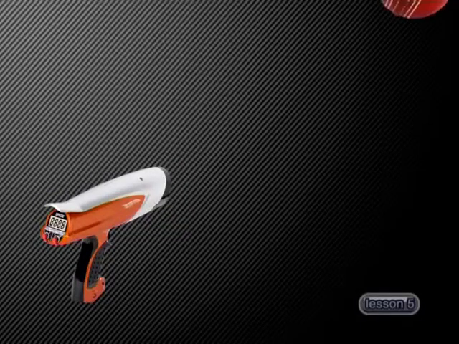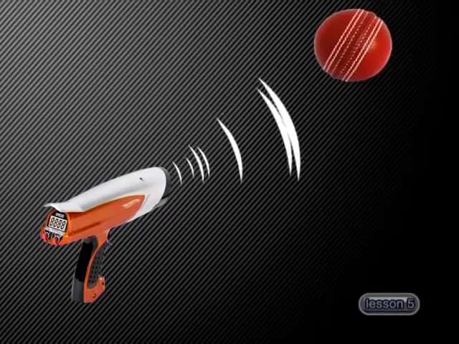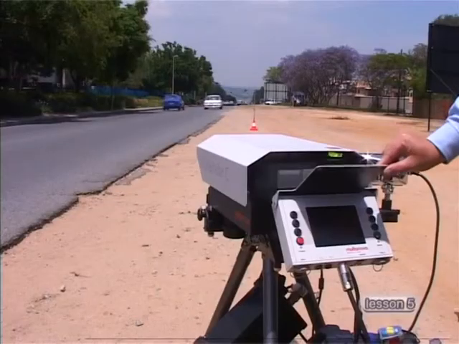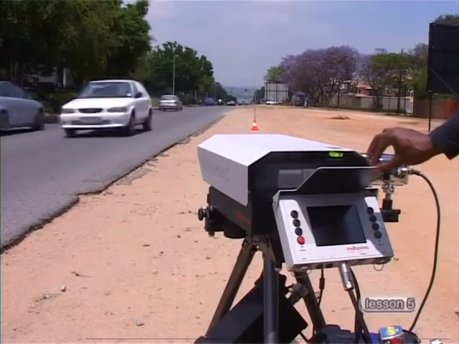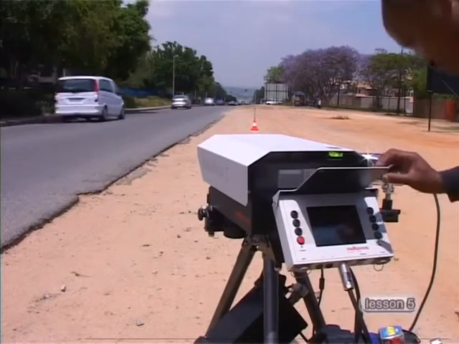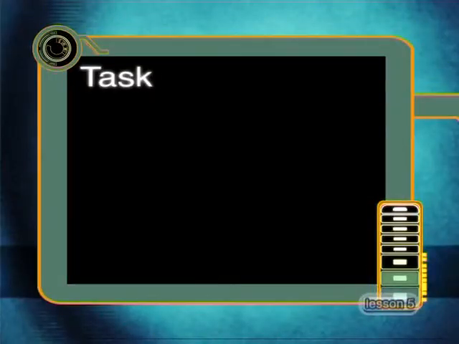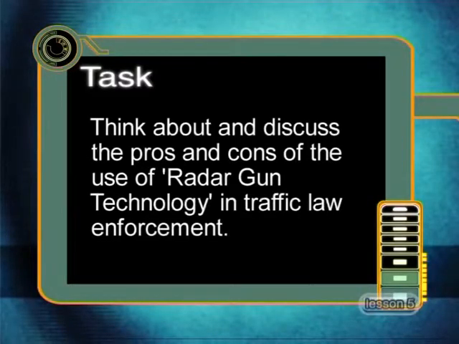It's been a pleasure. I'm sure that you found that interview just as fascinating as I did. Now, I think it is time to move on to your task for today. Earlier in this lesson, you learned that radar guns are used in sport to tell us the speed of a moving ball. Radar guns are also used in traffic law enforcement to fine people who are traveling above the speed limit. Your task for today is to think about and discuss the pros and cons of the use of this technology in traffic law enforcement. To give you a bit of background for your thinking, have a look at the following interview.